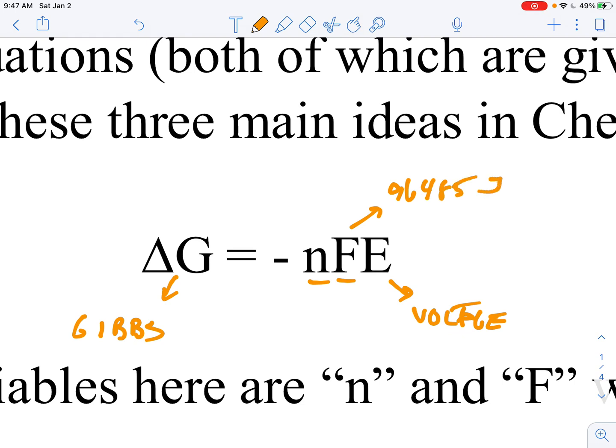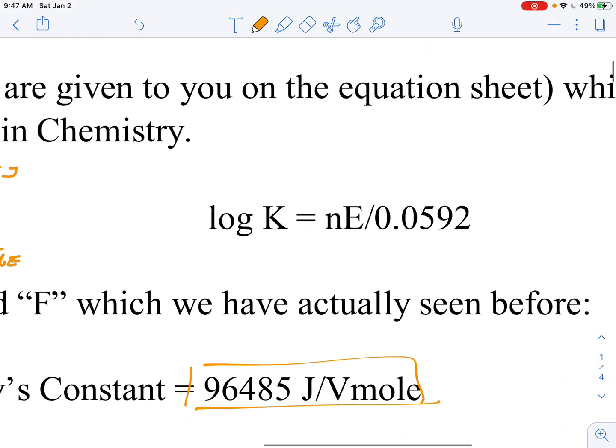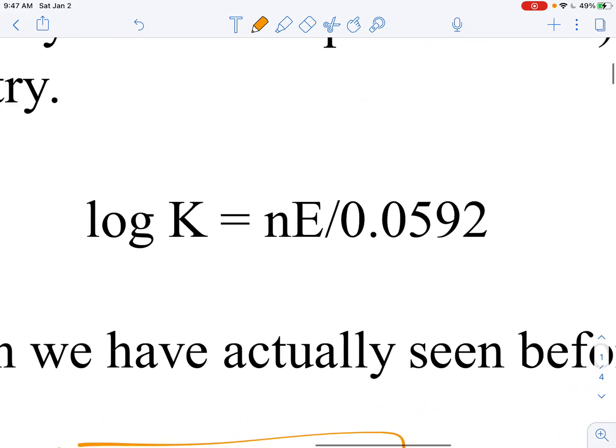So F is just Faraday's constant, 96,485, and remember it's in joules. That'll be important later. And N is just the number of moles of electrons.